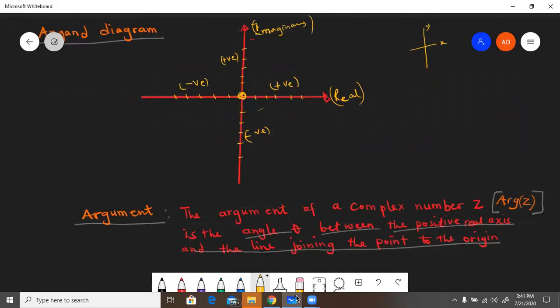Positive, not like I show here. This is the real axis, and this is the positive real axis. It means we measure the argument of a complex number from the positive real axis. Take note, only from the positive real axis. So the reference is made to the positive real axis.